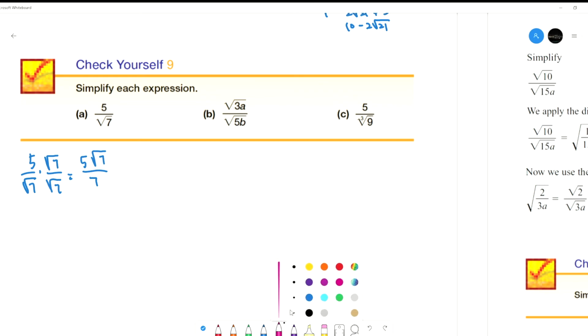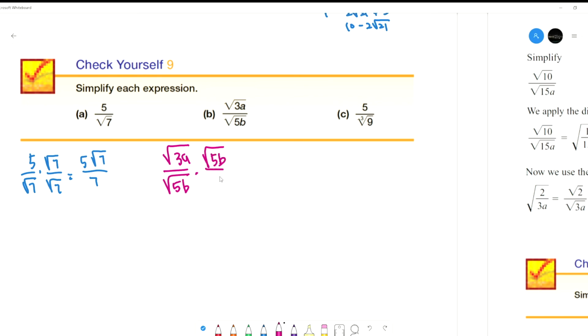Alright, the next one, we have radical 3a over radical 5b. We need to multiply this by radical 5b over radical 5b. So the numerator is radical 15ab over 5b.